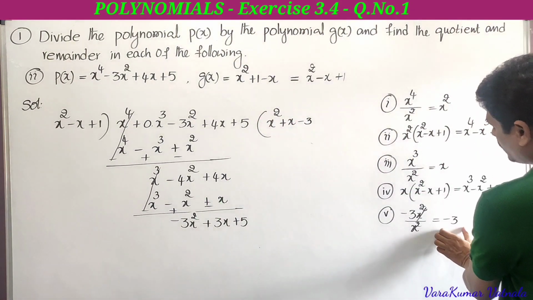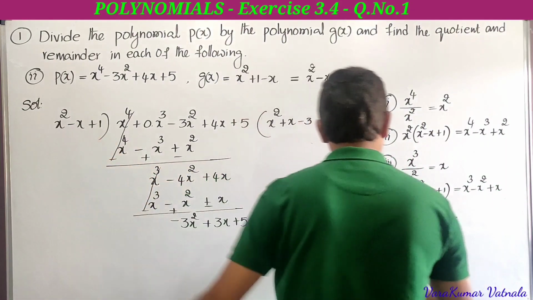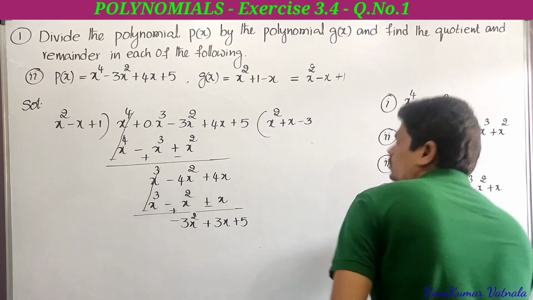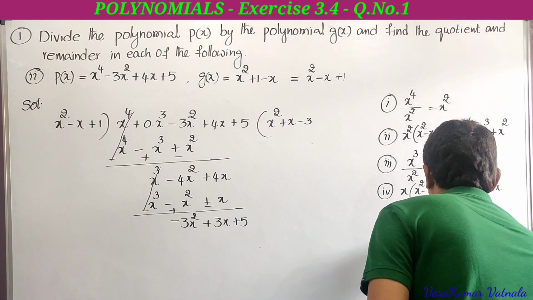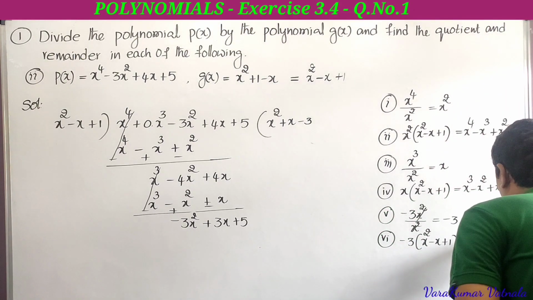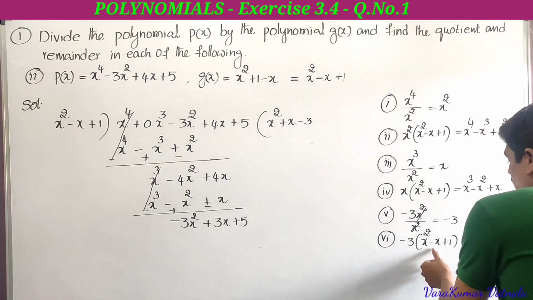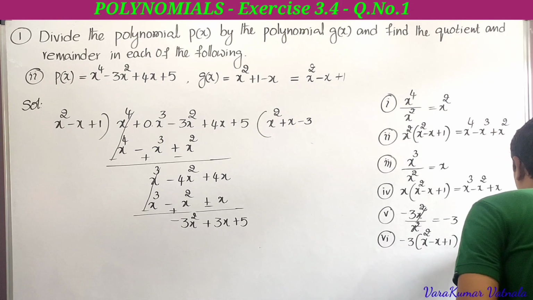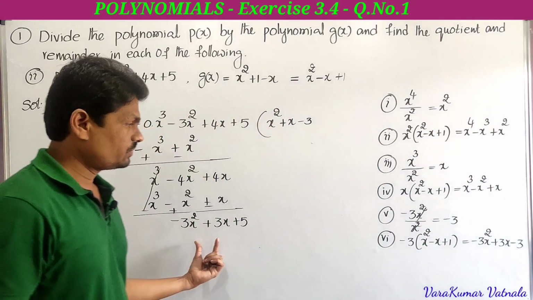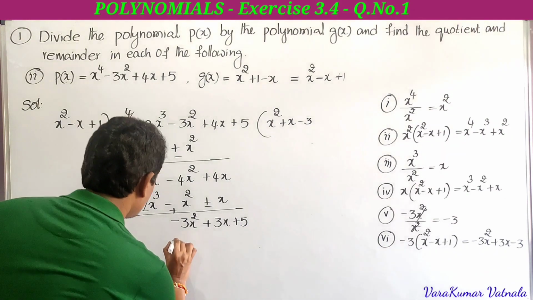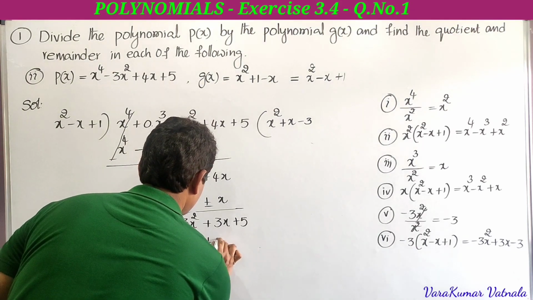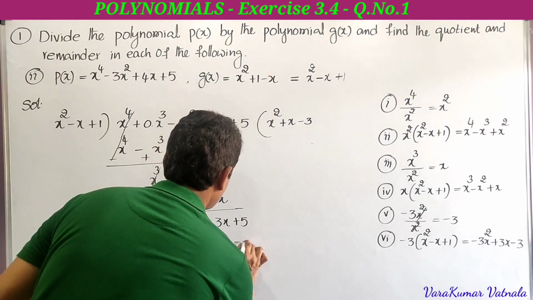In the next step, multiply minus 3 with the divisor, that is minus 3 into x square minus x plus 1. Minus 3 into x square is minus 3x square, minus 3 into minus x is plus 3x, and minus 3 into plus 1 is minus 3. Now write below the terms of the dividend: first minus 3x square, next plus 3x, and next minus 3.